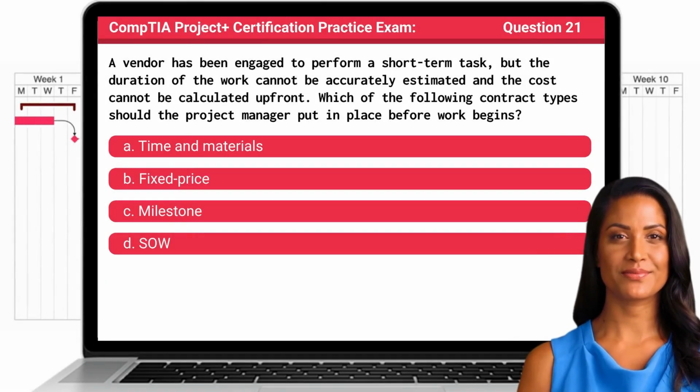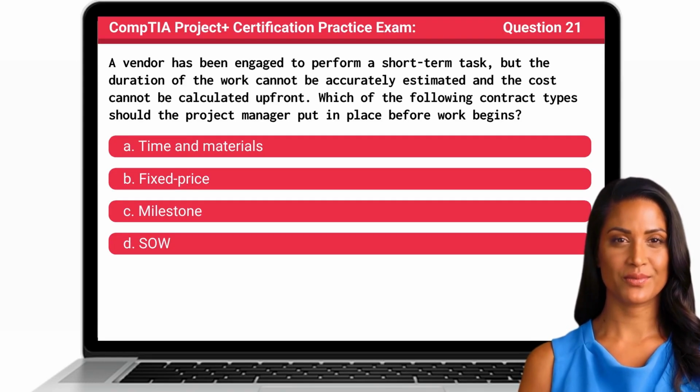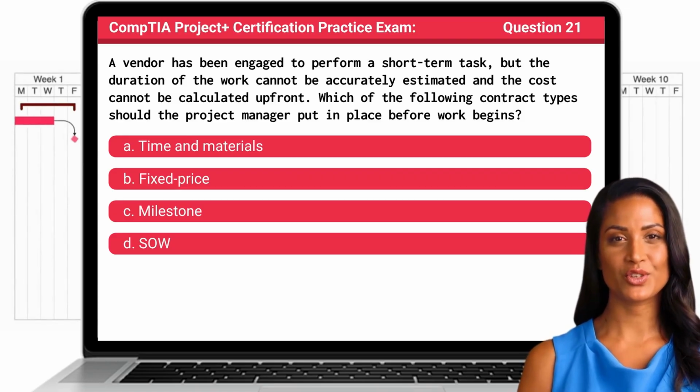Question 21. A vendor has been engaged to perform a short-term task, but the duration of the work cannot be accurately estimated and the cost cannot be calculated up front. Which of the following contract types should the project manager put in place before work begins?